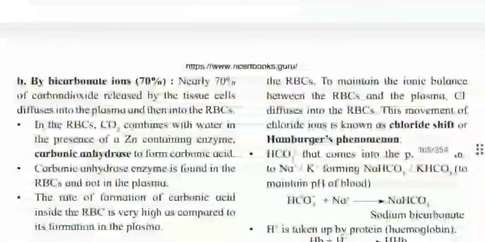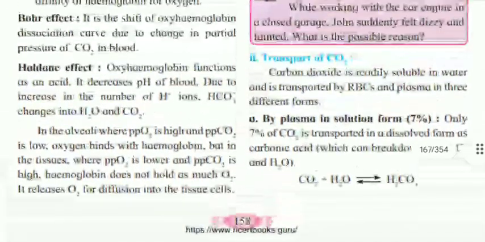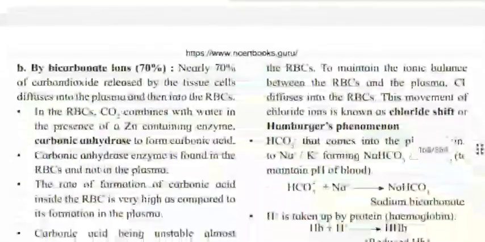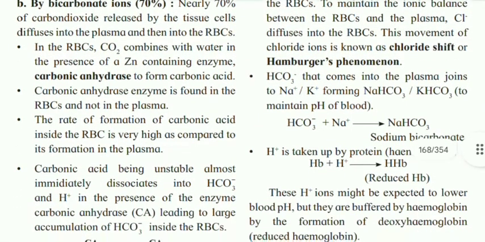Then we have bicarbonate ions. 70% of the carbon dioxide is transported this way. Here it is written 7% dissolved in plasma, while here it is 70%. Nearly 70% of carbon dioxide released by the tissue cells diffuses into the plasma and then into the RBCs. In the RBCs, CO2 combines with water in the presence of a zinc-containing enzyme, carbonic anhydrase, to form carbonic acid. Carbonic anhydrase enzyme is found in the RBC and not in the plasma.